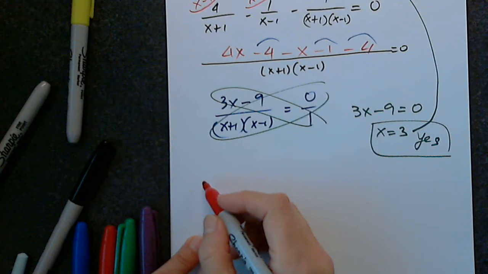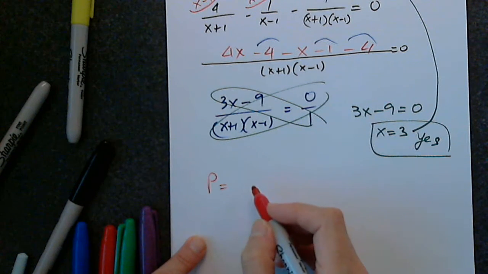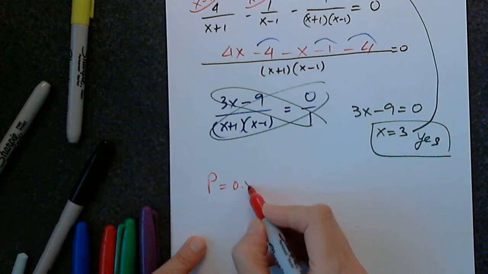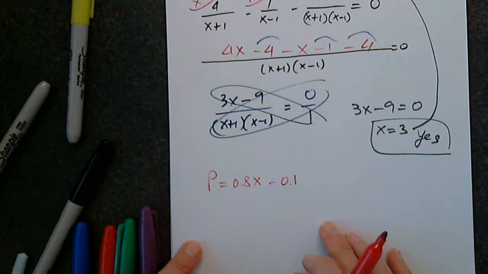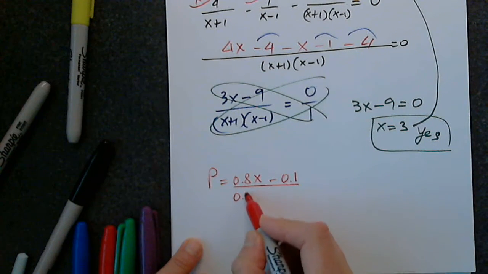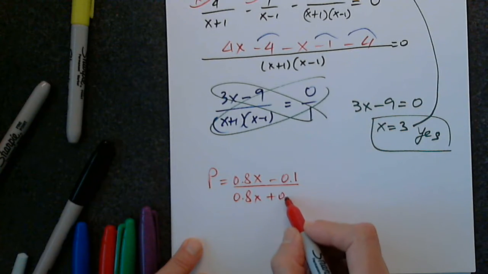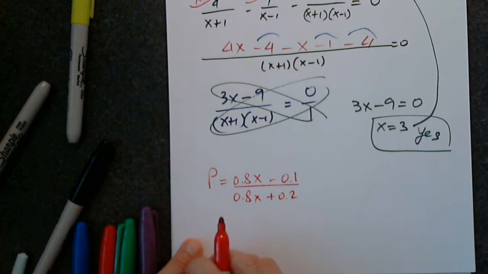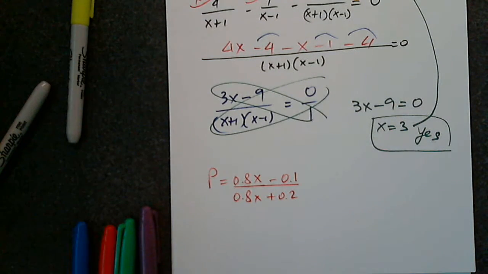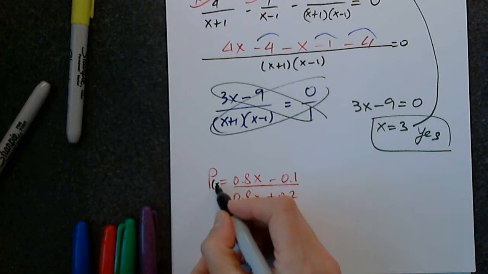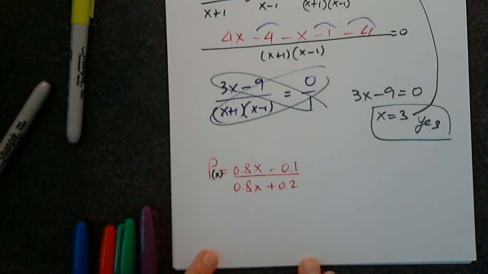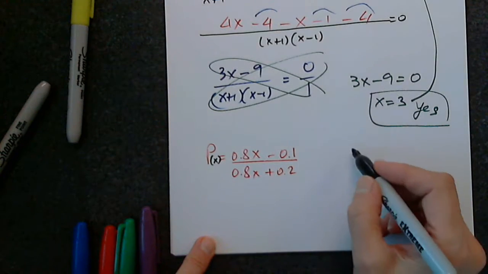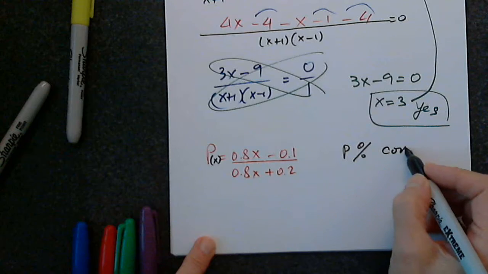So it's P equals 0.8x minus 0.1 over 0.8x plus 0.2. It's a word problem. So the model up there is a learning model. Is it P or P of x? It's just P. It's still a function of x. Where P is the proportion of correct responses after x trials.